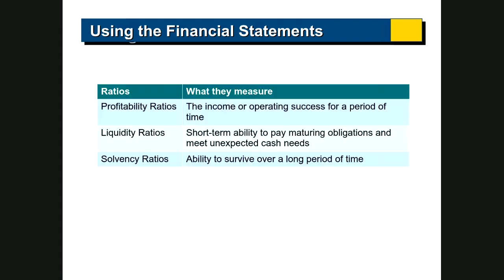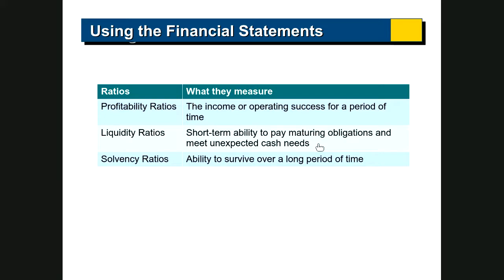The ratios are three different types. You have profitability ratios, liquidity ratios, and solvency ratios. The profitability ratios measure the income or operating success for a period of time. We're going to get into how to calculate these ratios and what they mean. The liquidity ratios show the short-term ability to pay maturing obligations and meet unexpected cash needs.